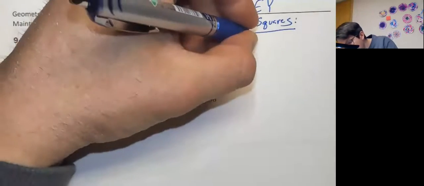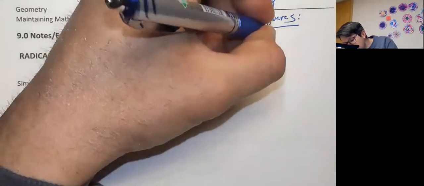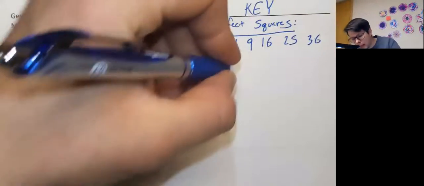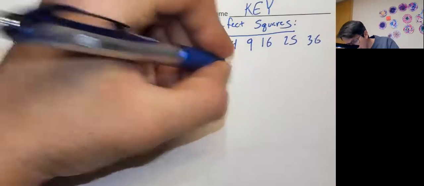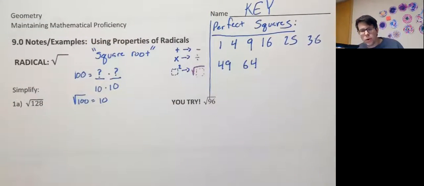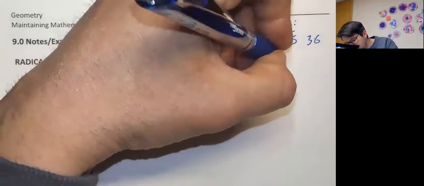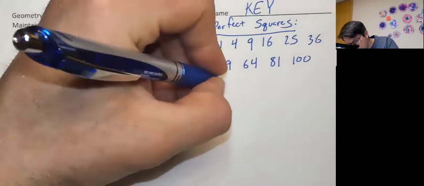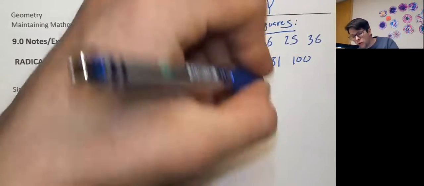3 squared would be 9. 4 squared is 16. 5 squared is 25. 6 squared is 36. 7 squared is 49. 8 squared is 64. 9 squared is 81. 10 squared is 100, as we already talked about. 11 squared is 121. And 12 squared is 144.